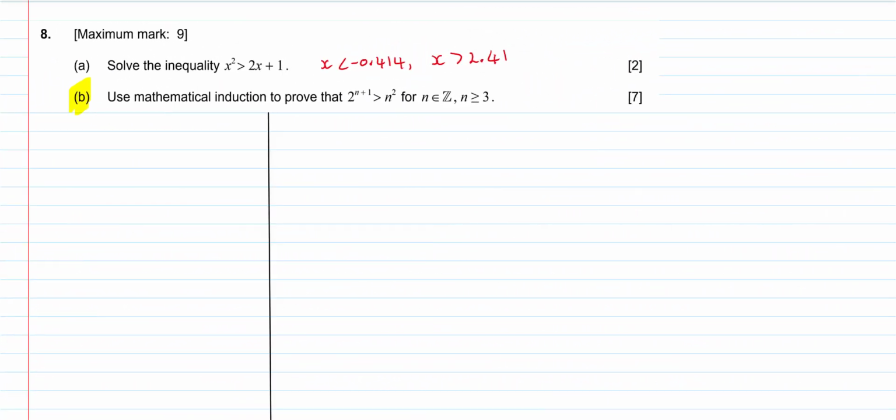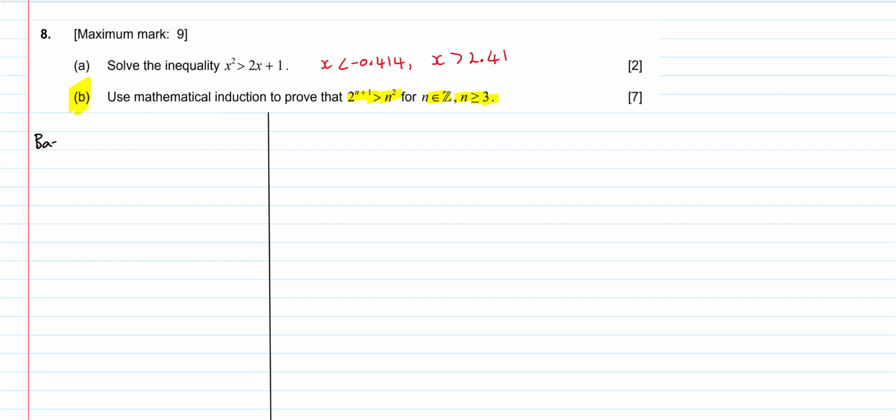Question 8, part B, we're asked to use mathematical induction to prove that 2 to the power of n plus 1 is greater than n squared, where n is an integer and n is greater than or equal to 3. So when we want to prove something by mathematical induction, the first thing we have to do is prove that the base case is true.